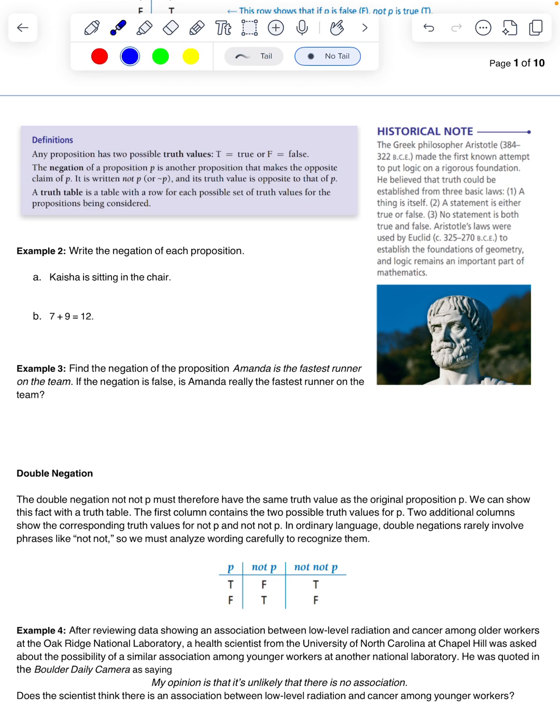So let's go ahead and write the negation of each proposition. Kaisha is sitting in the chair. Well, there is not already a negative in this sentence, so we're going to add a negative. The opposite would be Kaisha is not sitting in the chair.